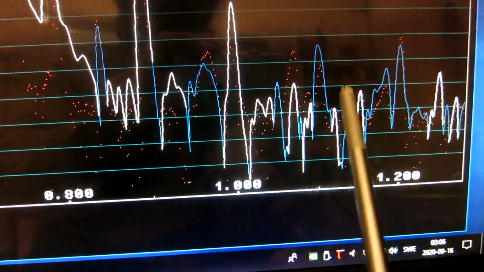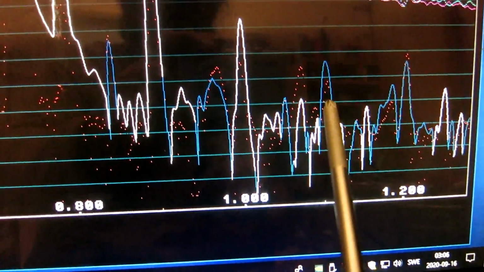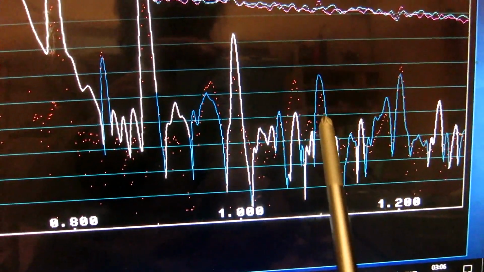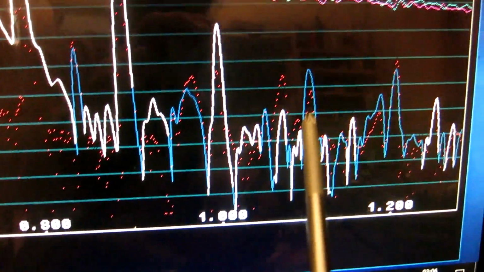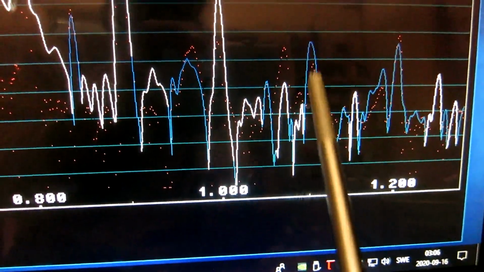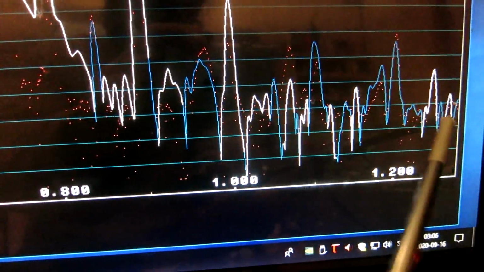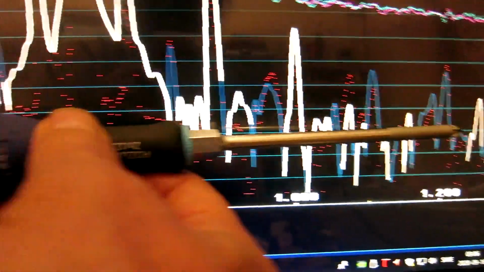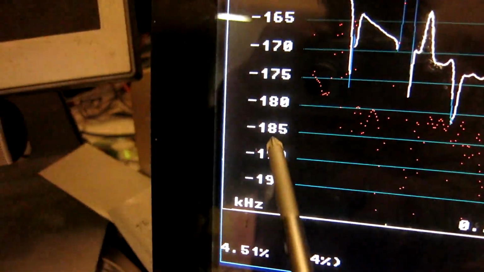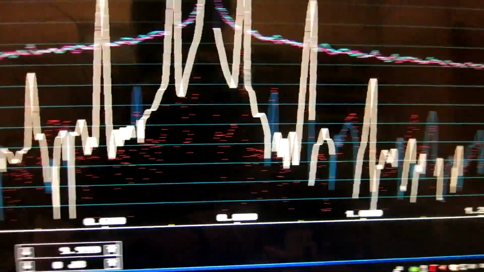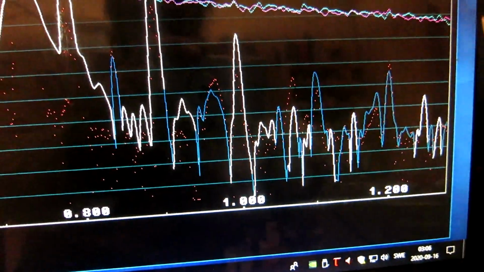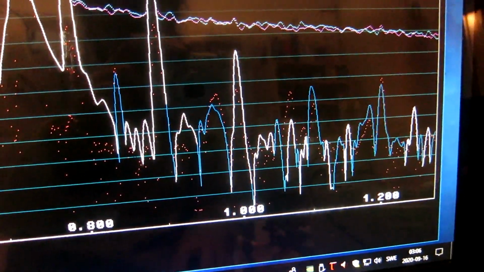And I have blue peaks here, that is negative values on the real part of the correlation, but these look like spurs. So I can guess that something like here, and that is minus 185, is the level for the amplitude noise also.